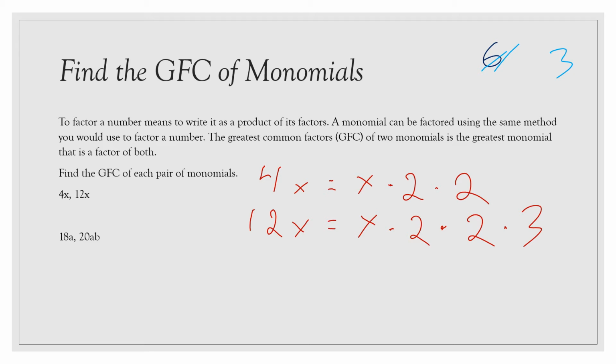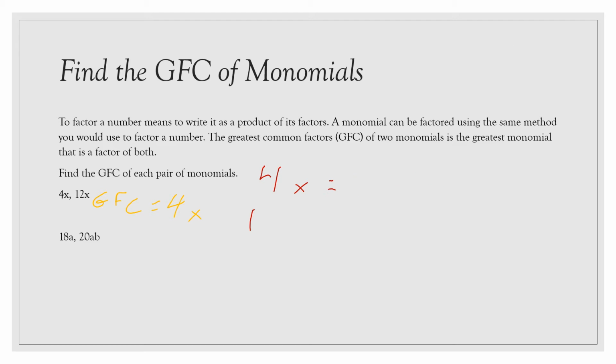So now, for 4x and 12x, what is the largest number that can go into both of them? And so we just start looking for similar pairs here. Well, we have a pair of x's. So we know that x is going to be part of our GCF. We have a 2, and we have another set of 2. And we have a 3 by itself for the 12x, and we have nothing left for 4x. So that means that our GCF for this pair is 4x. Okay?